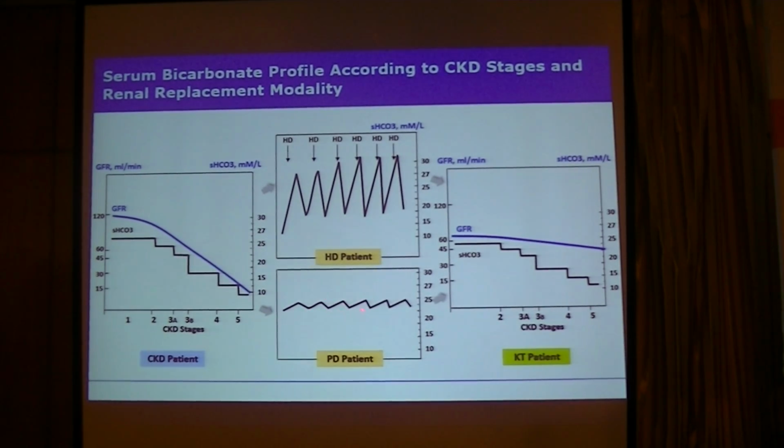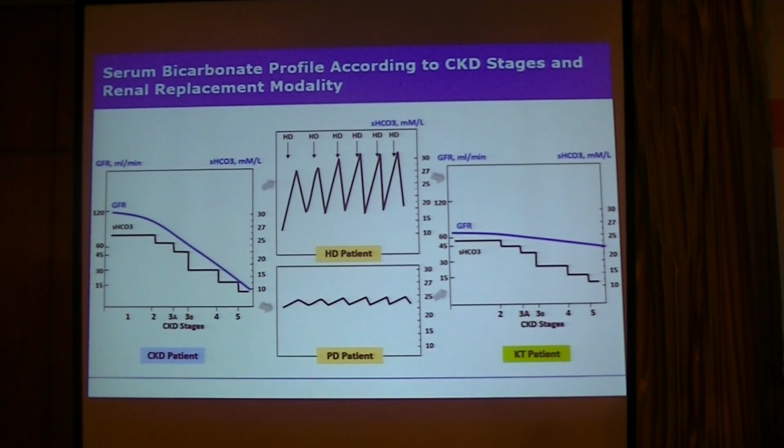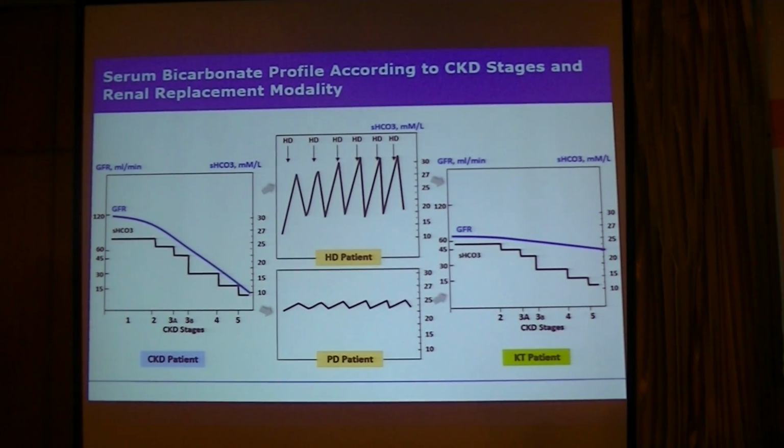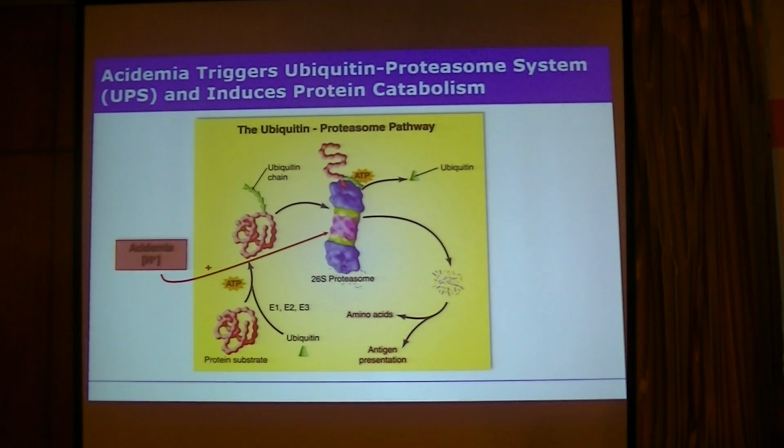PD is a little bit more stable. Of course, over time, you don't have such large fluctuation from acidotic to alkalotic. Now, if the patient is transplanted, of course, you correct his bicarbonate. But again, when the transplant is failing, you see that the bicarbonate concentration is decreasing. So you have to keep in mind that from the CKD stage to dialysis to transplantation, there is a completely different profile, and you have to understand that it's not good for the physiologic status of the patient.